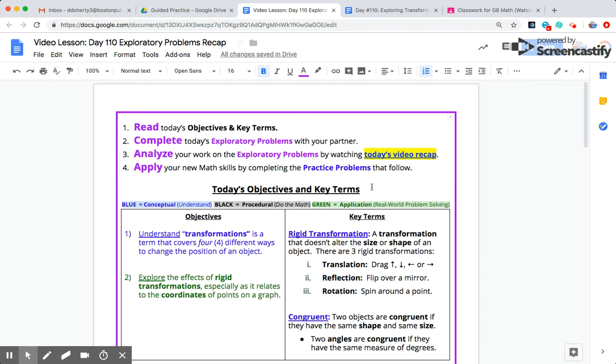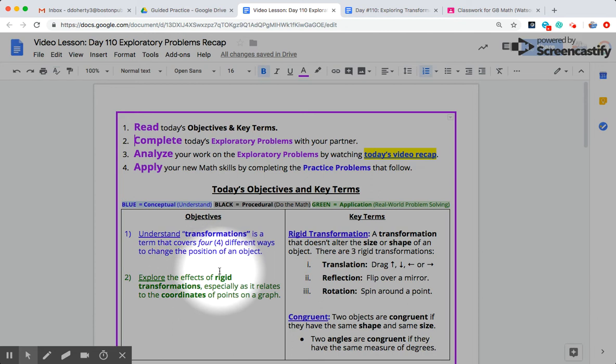For day 110 today, we're going to continue to focus on transformation. Specifically, we're going to be looking at the translation and the reflection. And our focus is really going to be, as we're working with these rigid transformations, how does it change the coordinates of different points on our shape or different points on a graph?